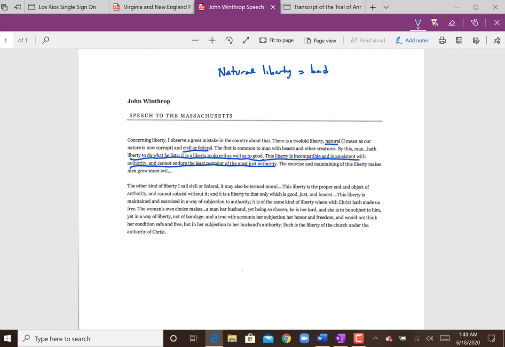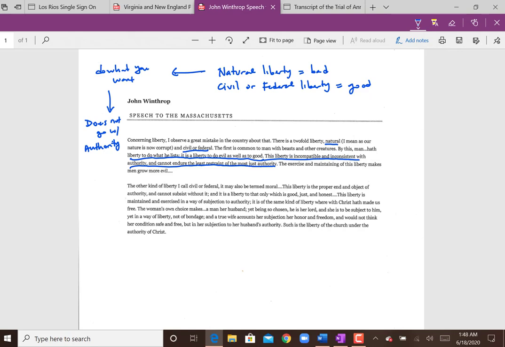The civil or federal liberty is good. And what it's saying here is natural liberty is the liberty to do what you want. And why that is bad is because natural liberty technically could be the choice to do good, but it's incompatible and inconsistent with authority. It does not go with authority. And the Puritans loved their authority.